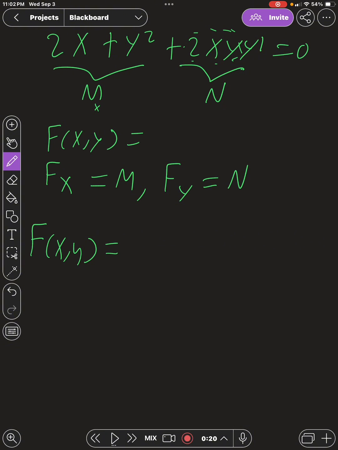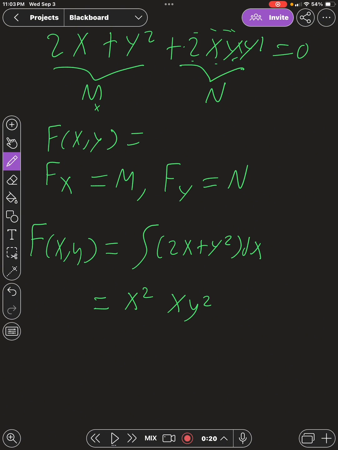So here, we're going to integrate this M term with respect to x. So we're going to integrate 2x plus y squared dx. What does that equal? That's going to equal x squared, since the integral of 2x is x squared. The integral of y squared is xy squared, since y is treated as a constant.